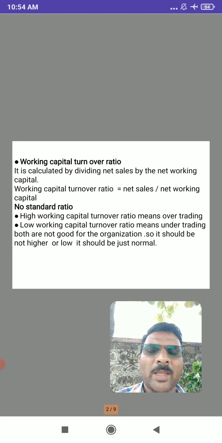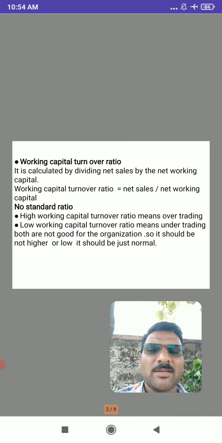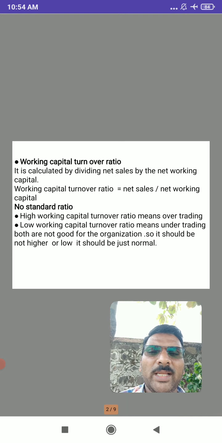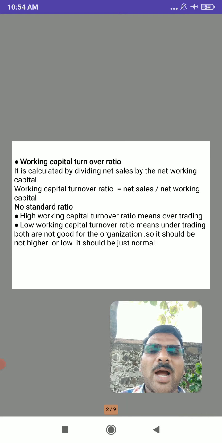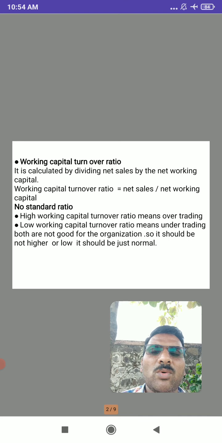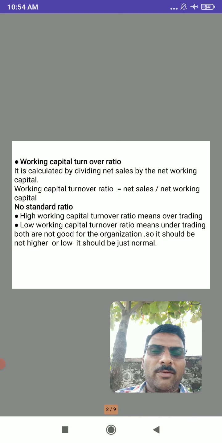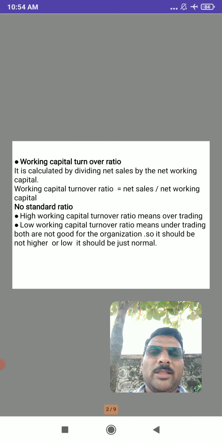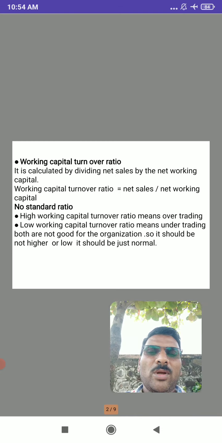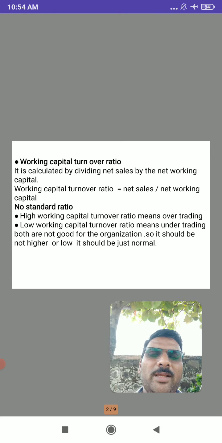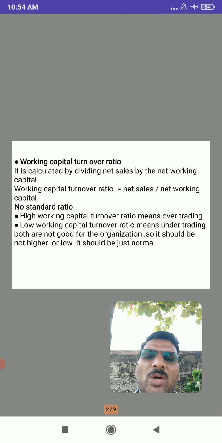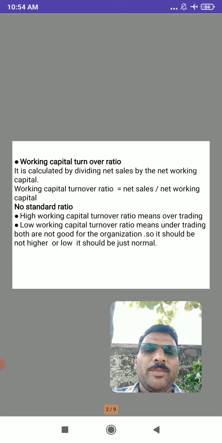No standard is required for the working capital turnover ratio. A high working capital turnover ratio means overtrading, and a low working capital turnover ratio means undertrading. Both are not good for the organization. Overtrading is not healthy, and low turnover is also not healthy. So it should be neither higher nor lower, it should be just normal.